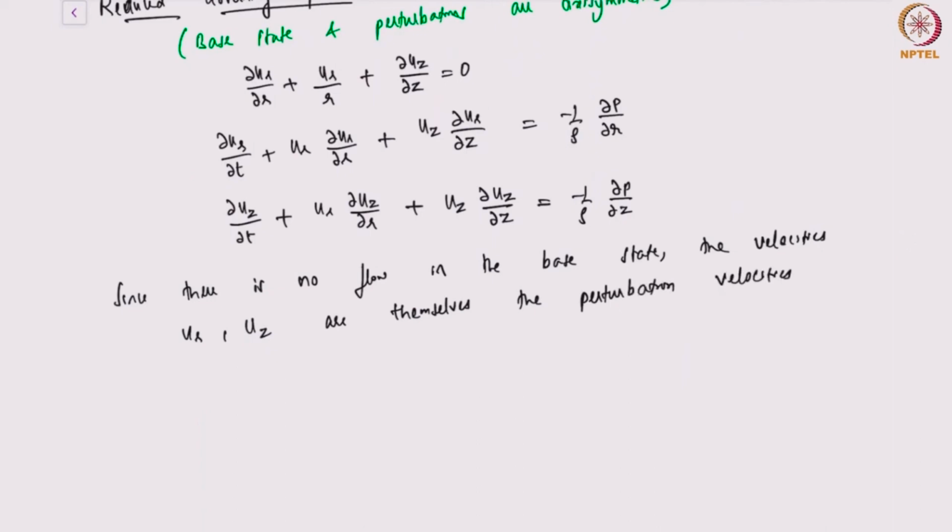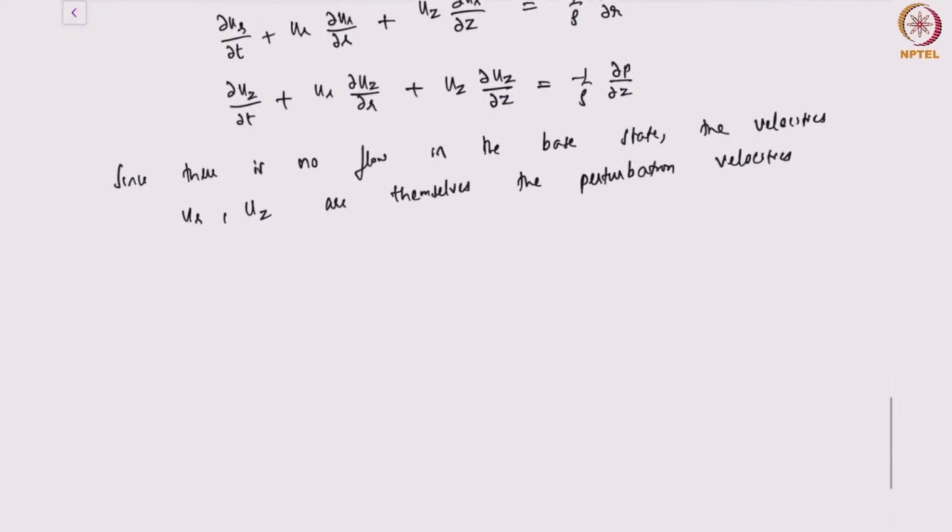Otherwise I would have to write something like u r is equal to some base state u r plus a perturbation u r prime. But the base state u r is 0, so therefore this term is 0 and u r and u r prime are the same. So there's no point in retaining the base state, creating another variable for the perturbations.